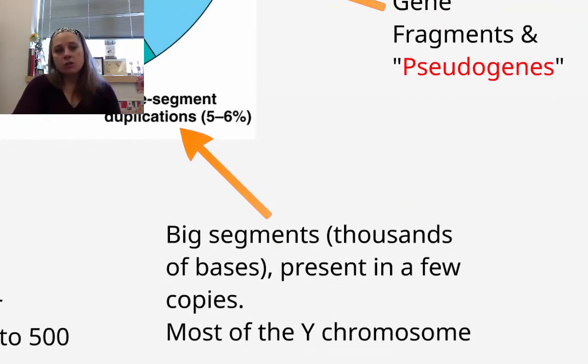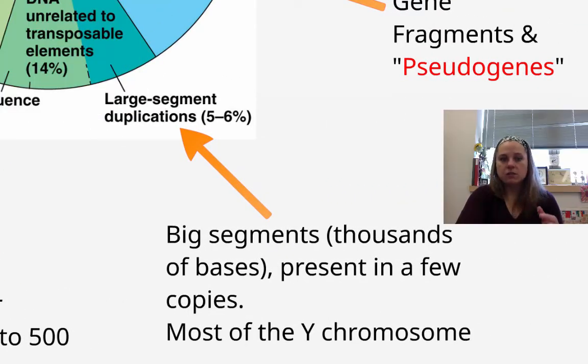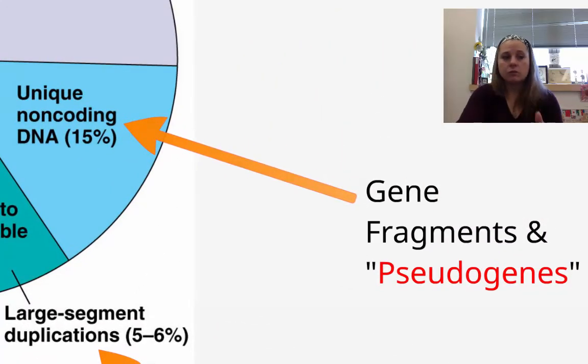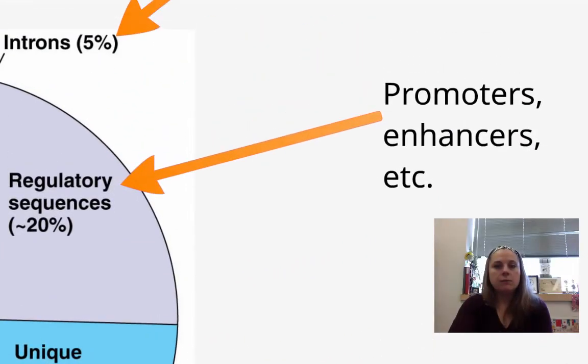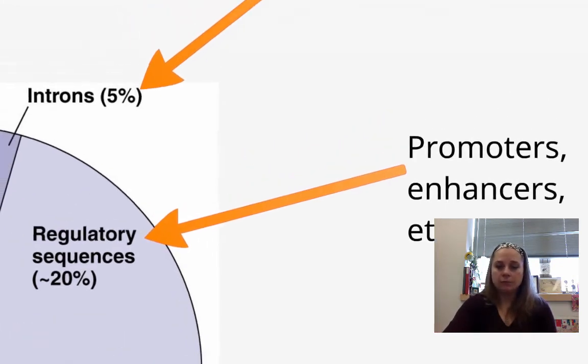Okay, we have large segment duplications. These are thousands of base pairs present in only a few copies that you have. Most are actually on the Y chromosome, so there's part of what is your Y chromosome. You have unique non-coding DNA, pseudogenes, gene fragments, still trying to figure out what these do. Your regulatory sequences, those are your promoters, your enhancer regions, all of the areas that flank and support the actual coding section, right?